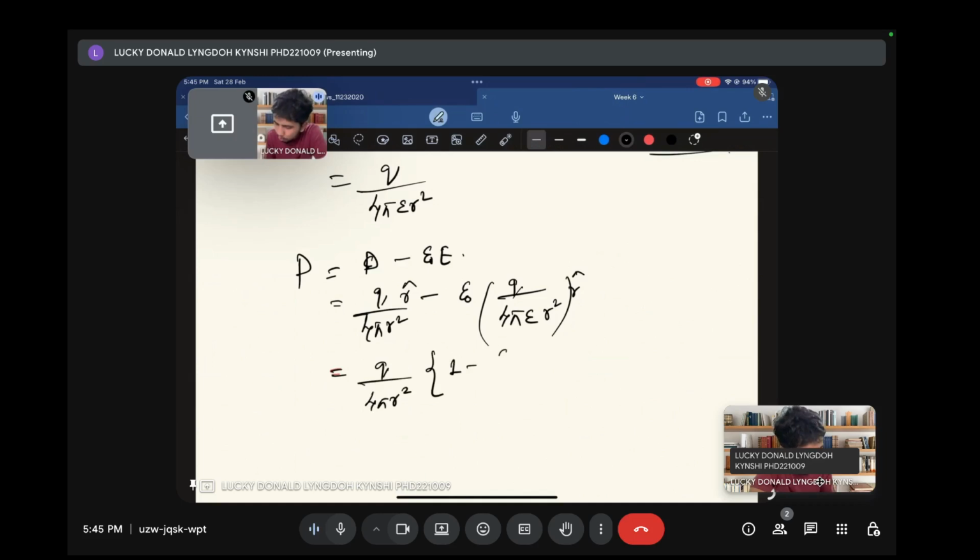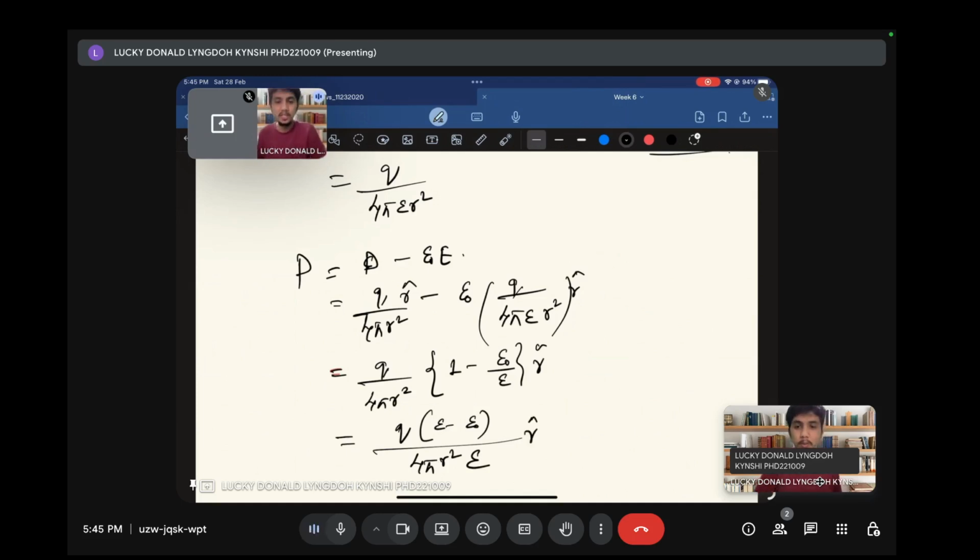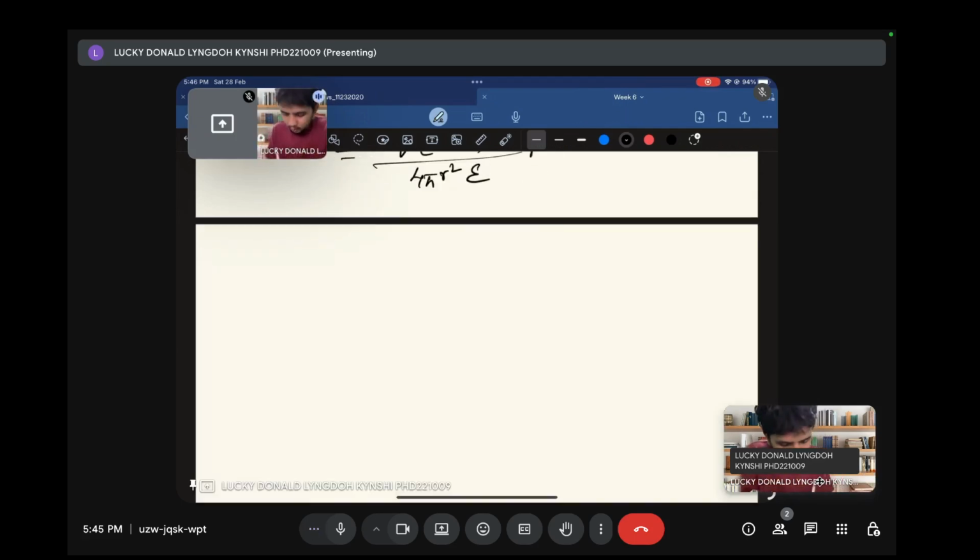1 minus epsilon naught divided by epsilon of r cap, which is simply Q times (epsilon minus epsilon naught) over 4 pi r square epsilon of r cap. You see, now the polarization is not 0 anymore. It's in fact some positive value. Okay, this is region 2.